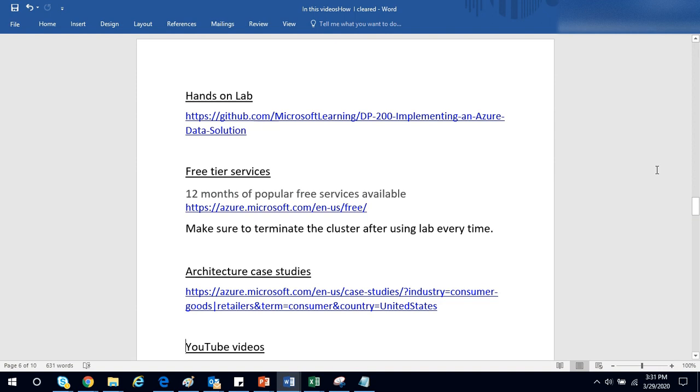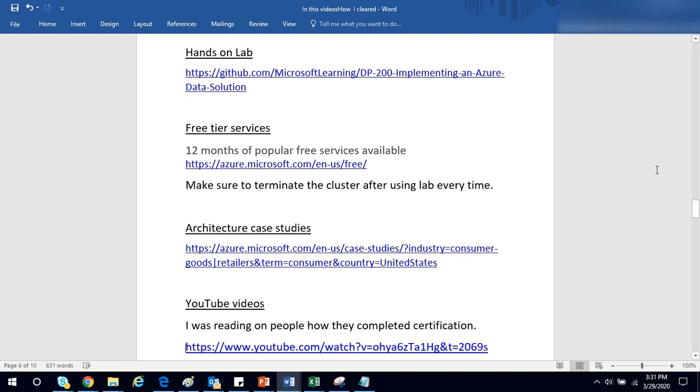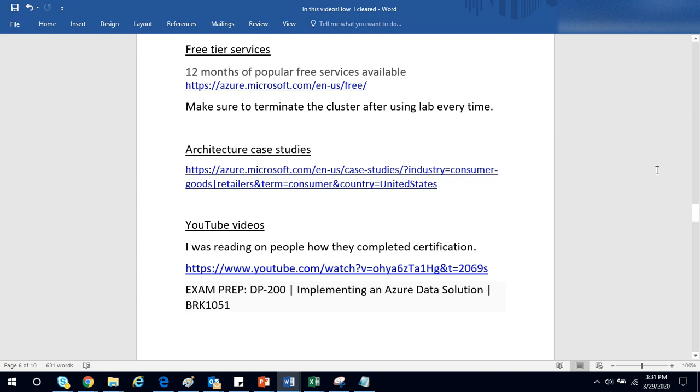Hands-on labs. This link provides various exercises to practice hands-on labs. You can create a free tier account from Azure, Microsoft. You will get 12 months of free popular services. You can practice all these exercises. Also, you can go through the various case studies on architecture in different domains. Also, you can go through the YouTube videos.